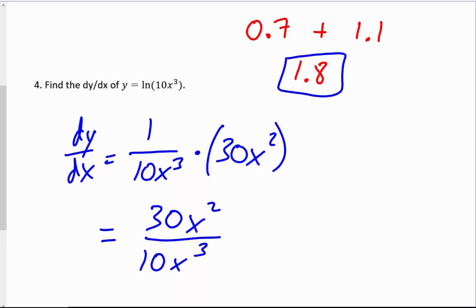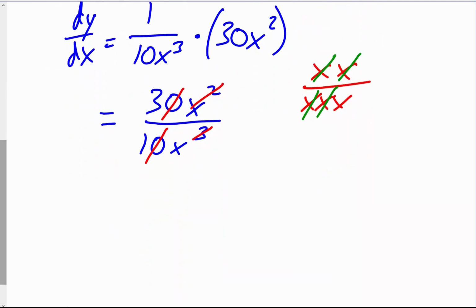We could reduce, right? For 30 and 10, we could just cross out the zeros. X squared and x cubed, that means we could cross out the x squared on top, and that leaves us with the x on the bottom. Okay, so just remember, x squared is x times x, cubed is x times x times x. We cross out 1 with 1, 1 with 1, and we're left with the x on the bottom. Okay, so final answer here. Final answer will be 3 over x.